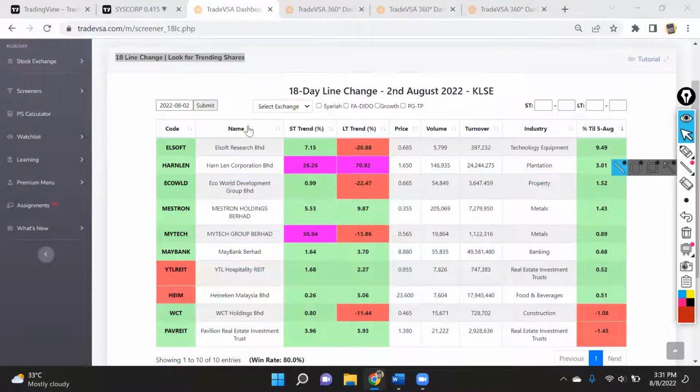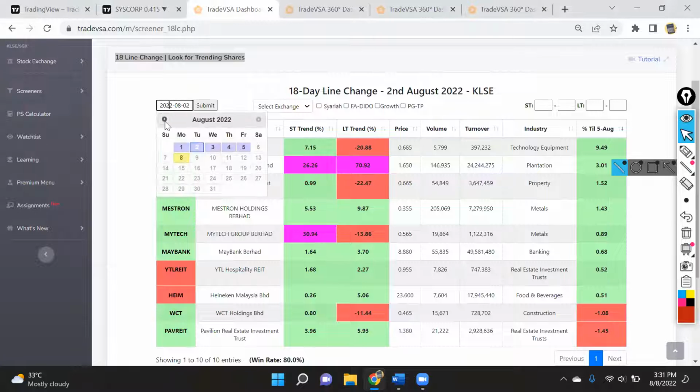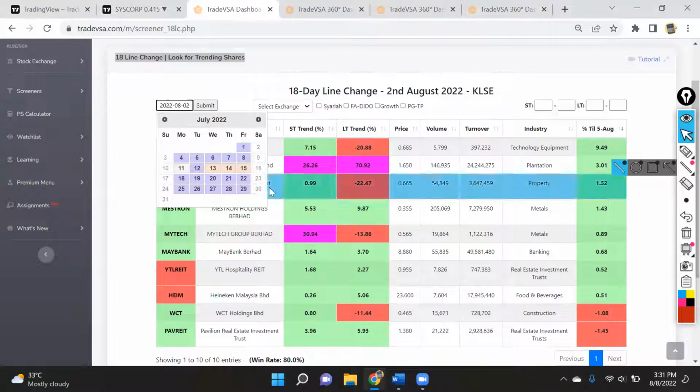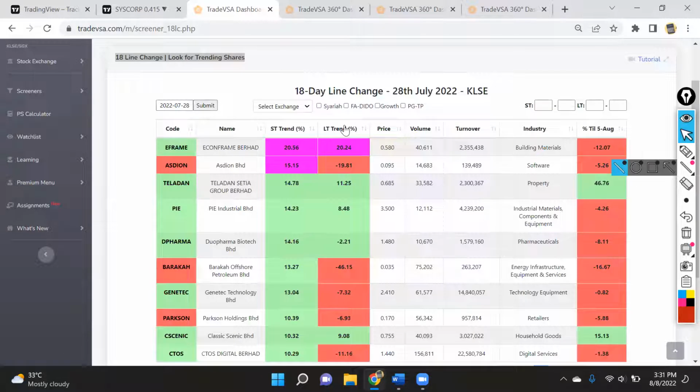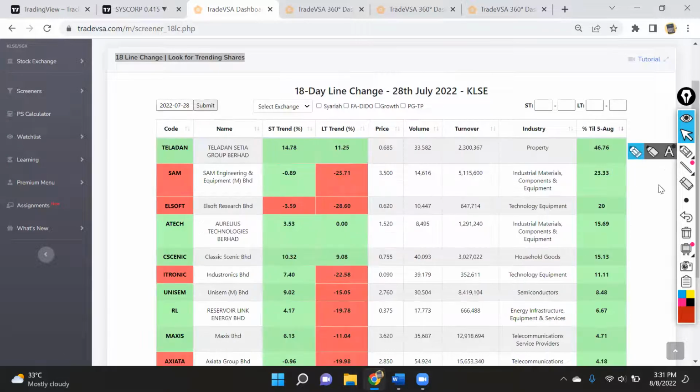Okay, maybe we go for last month. I think yesterday we already screened through the past 5 days. Now we go to 28th of July. Let's see if there's any new things for us to look into or not.